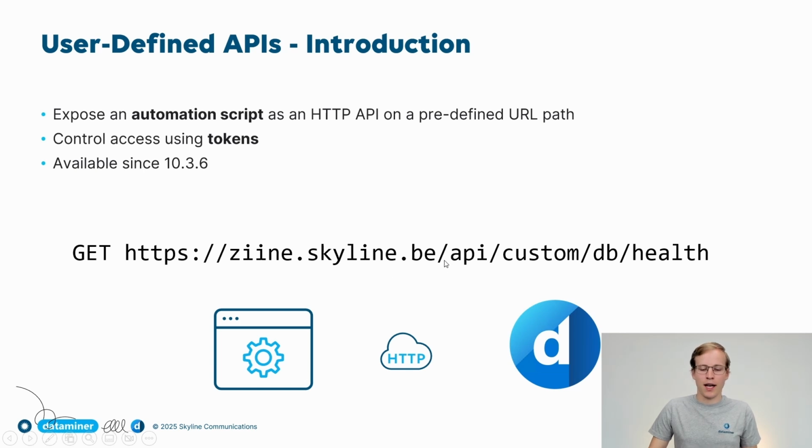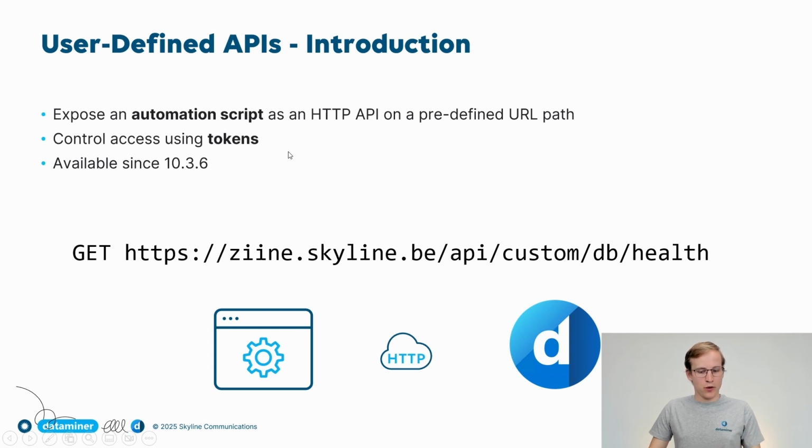Then we have a slash, so this is kind of the route. But this part is static, so that has to always be there for a user-defined API: API/custom. And then you have a part that you can choose. So here, db/health. As the name suggests, you would guess that this API returns the health of your database. That's the idea with this.